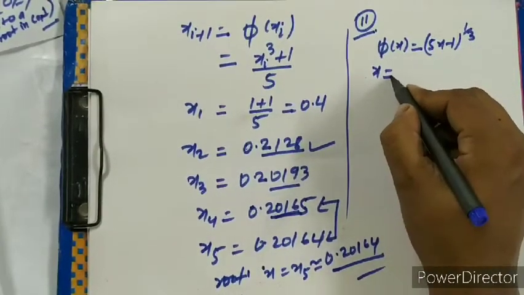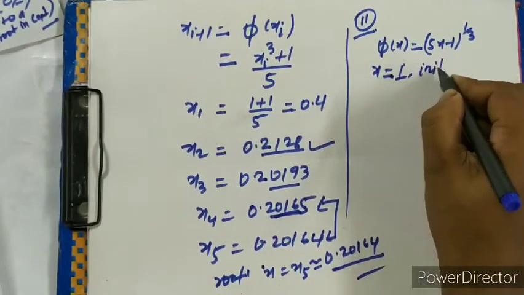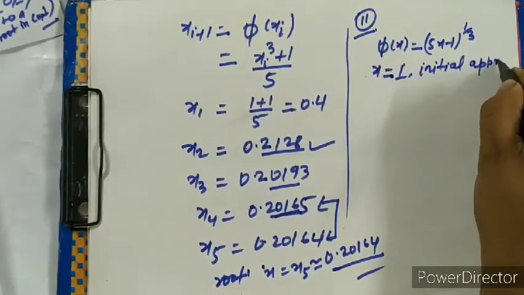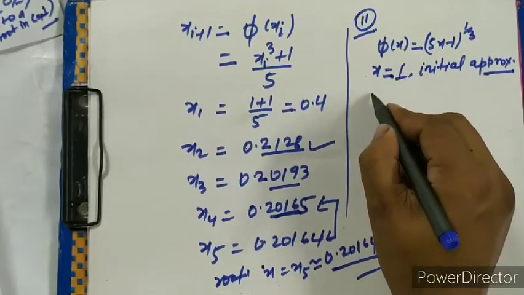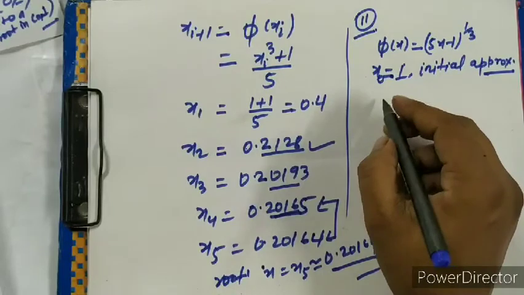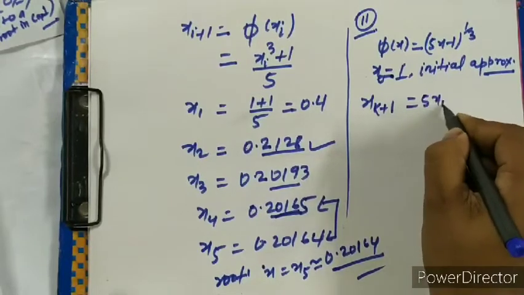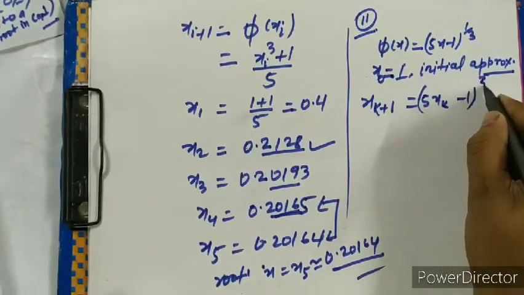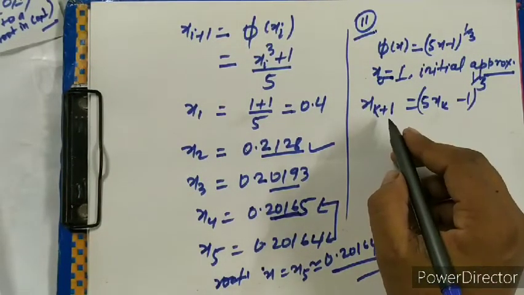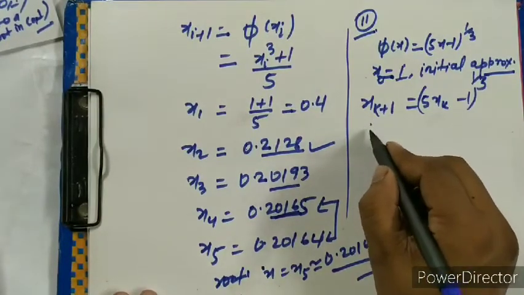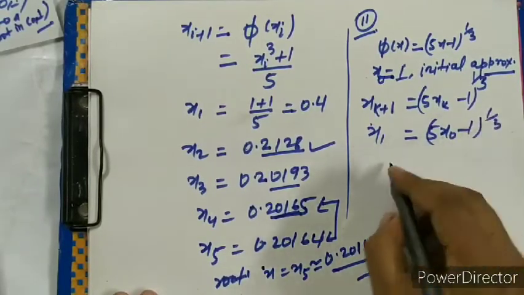Now the second case: phi of x is equal to (5x minus 1) whole to the power 1 by 3. x is equal to 1 is the initial approximation. So in the next step, what is the initial approximation? I mean x naught. So x k plus 1 is equal to (5 x k minus 1) to the power 1 upon 3. In the same way, we can calculate x1. x1 is equal to (5 x naught minus 1) to the power 1 upon 3.